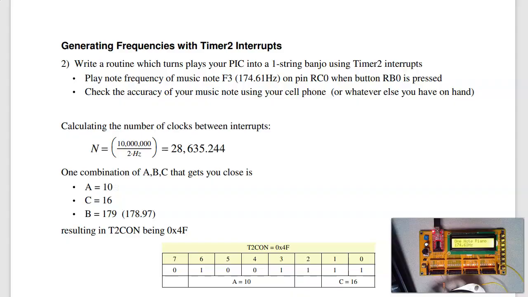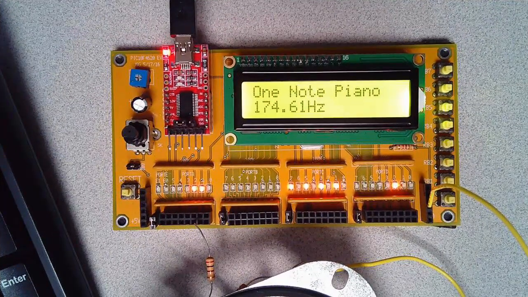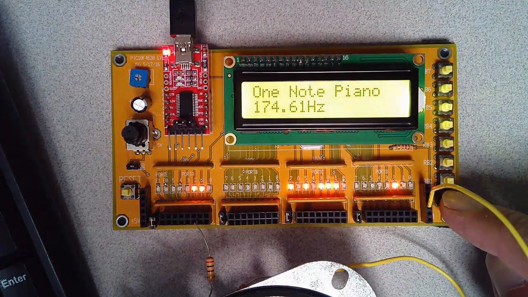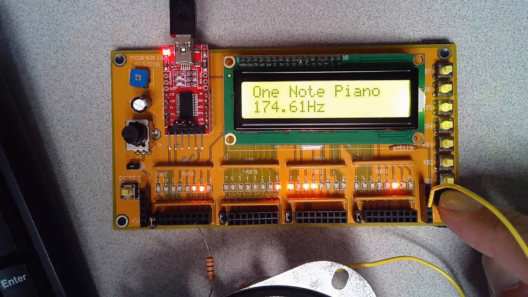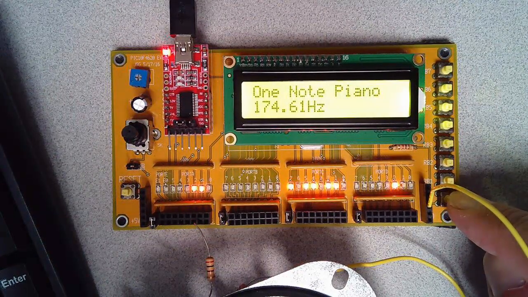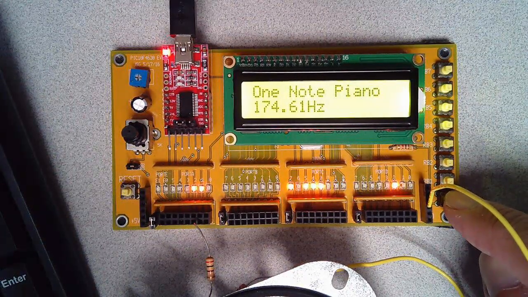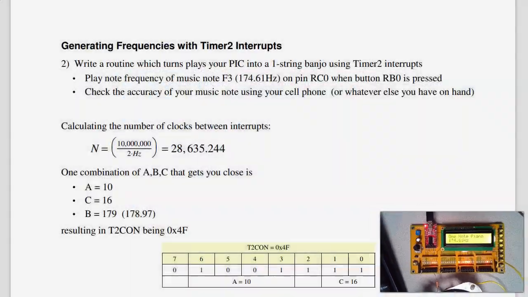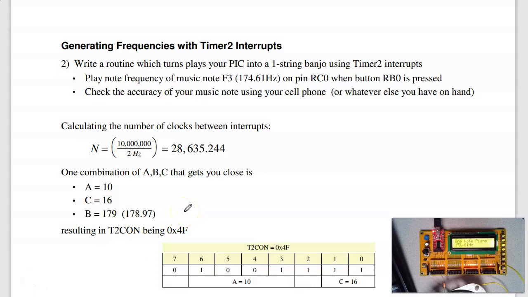A second thing you can do with timer 2 interrupt, you can output a precise frequency. So for example here, I have a 1-key piano. It plays one note, 174.61 Hertz. When I hit RB0, you can play your one note, and with that you can listen to your Talking Heads songs. Burning Down the House. So, great fun. How do you output a precise frequency?